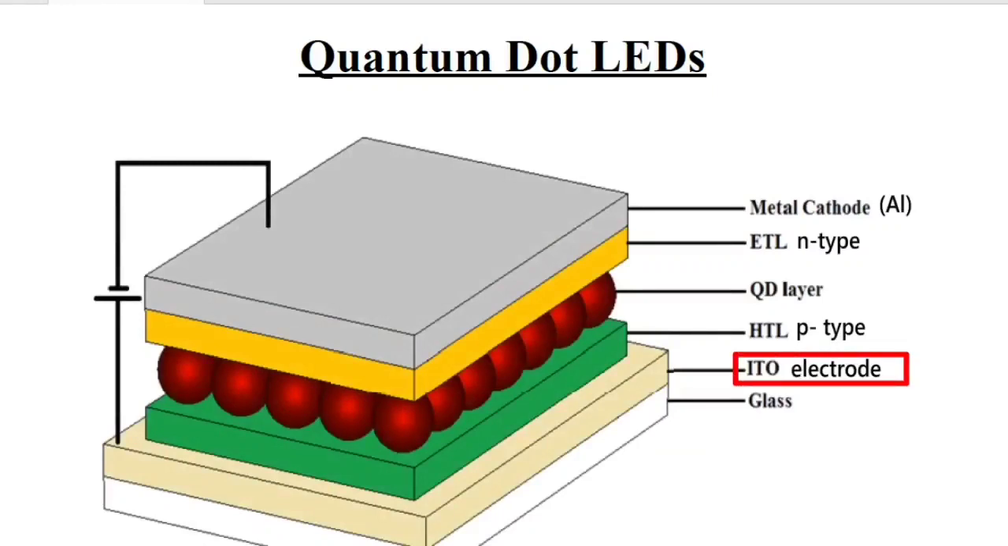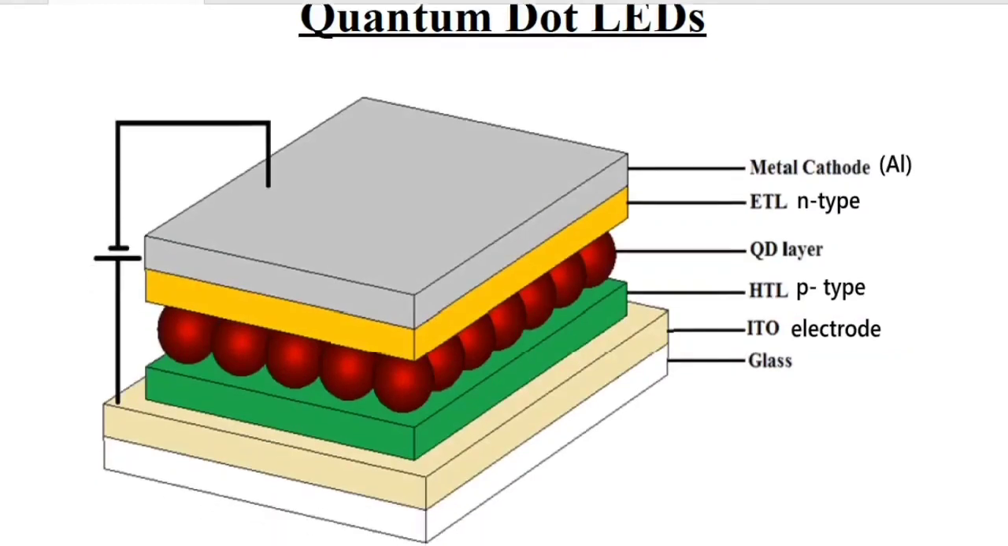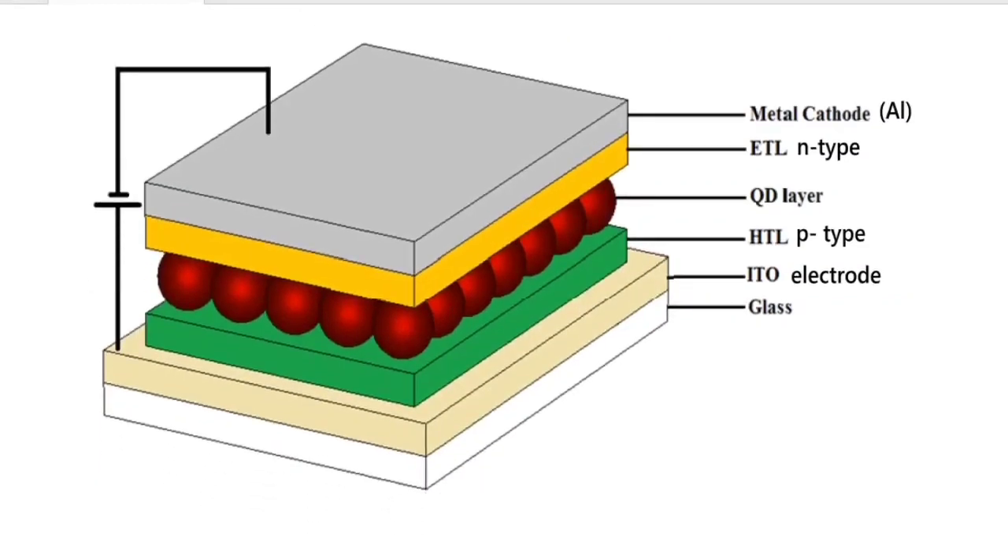We can also select a transparent hole transport layer so that the emitted light can be effectively guided to the outside. At the bottom side, there is an ultra clear thin glass sheet for the perfect emission of light. Then the applications. Quantum dot LEDs are used in display devices like TVs, then in cellular phones, digital cameras, etc.